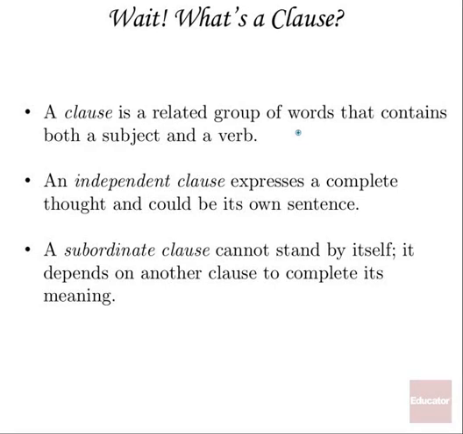Well, I'll explain. A clause is a related group of words that contains both a subject and a verb. Now, it's different from a phrase because a phrase is usually missing the subject, the verb, or both. We'll cover phrases in a minute. Clauses have both a subject and a verb. Remember that part. Now, an independent clause expresses a complete thought and could be its own sentence.